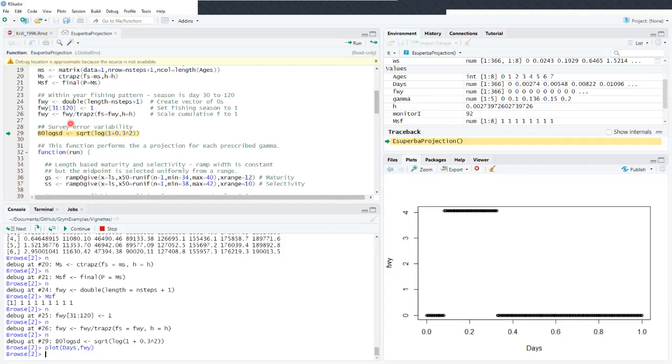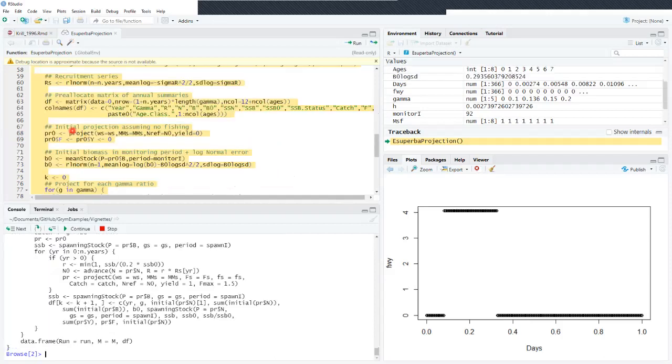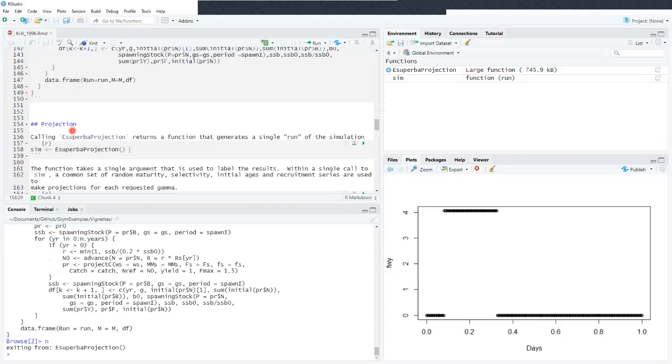Okay, this is our survey error variability. Again, that's taken from the paper. And then it evaluates this function and it kind of exits at this point, right? So it's done an initial block of computation, but to actually do a projection, we have to call this sim function. So we can debug that as well.